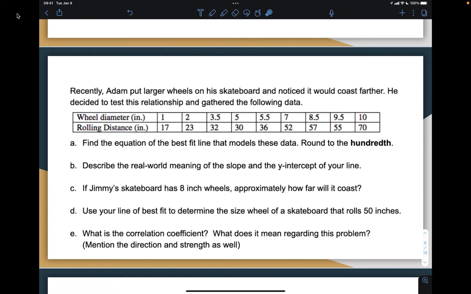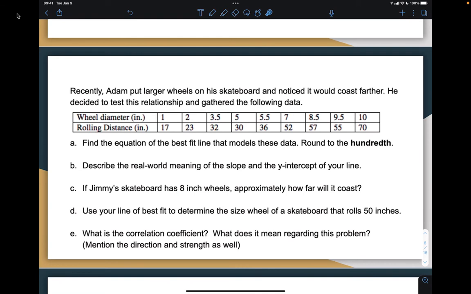So we're going to find the equation of the line of best fit, and we're going to round to the nearest hundredth. We're going to use Desmos for this. Then we're going to describe the real world meaning of the slope and y-intercept of the line. If Jimmy's skateboard had 8-inch wheels, we're going to approximate how far it will coast.